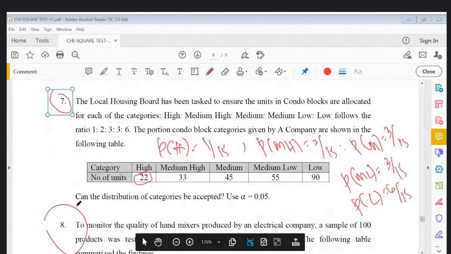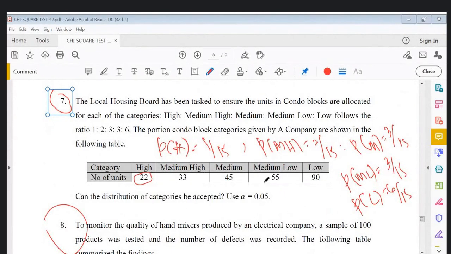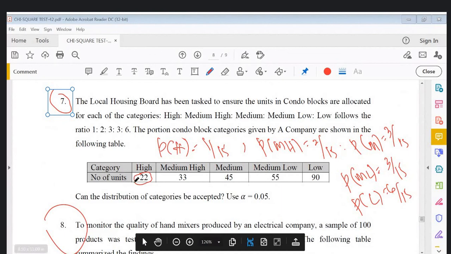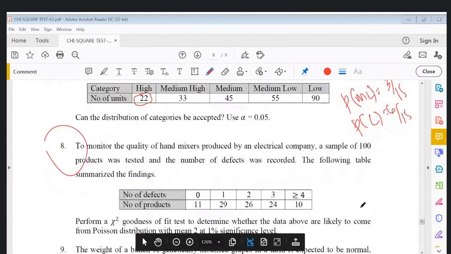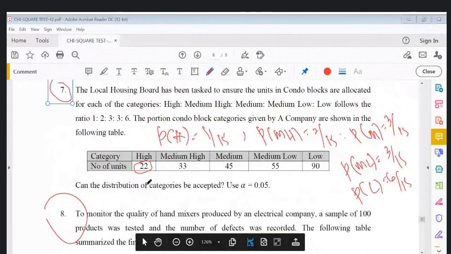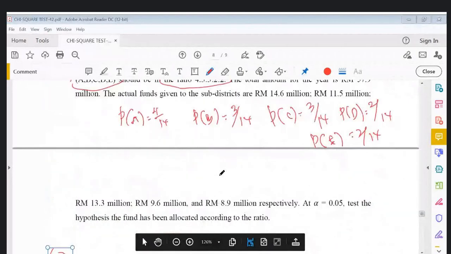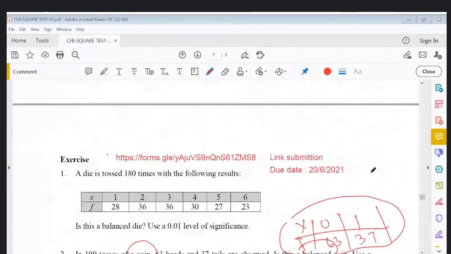Okay, any questions? Do two questions, number 7 and number 8. Just change number 7. Number 8 is the same, there is no change. The question is the same. Okay, just number 7 only. Submission due date is next week, 20th of June. Only two questions.